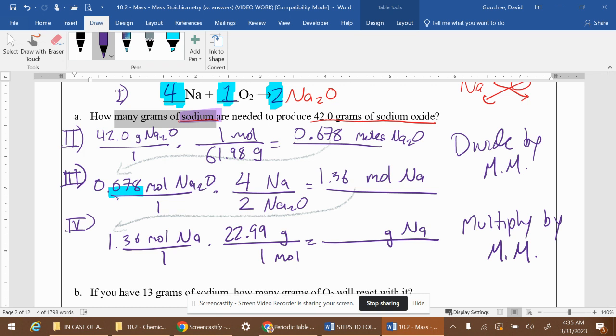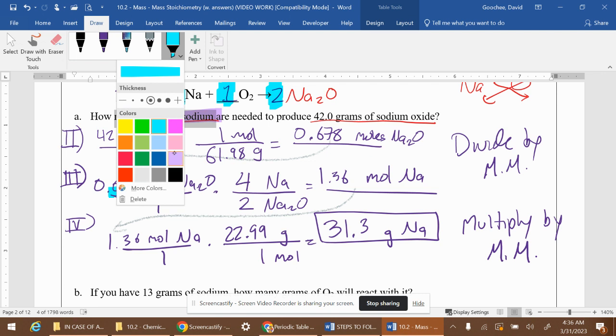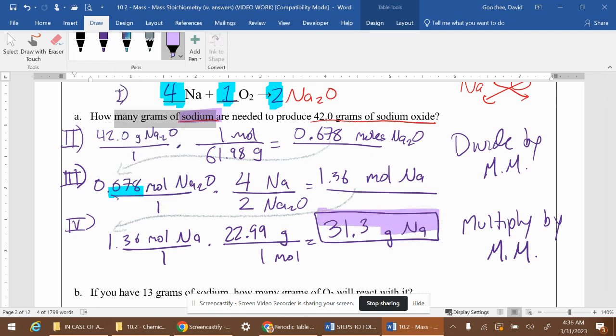So 1.36 times 22.99, and you get 31.3 grams of sodium. That's how many grams of sodium you will need in order to produce 42 grams of sodium oxide.